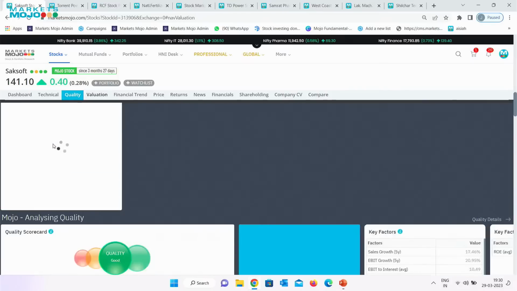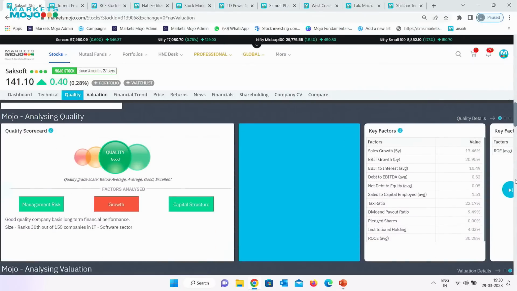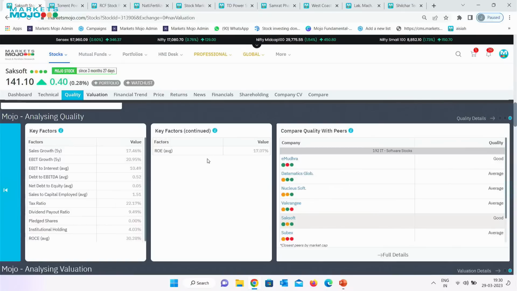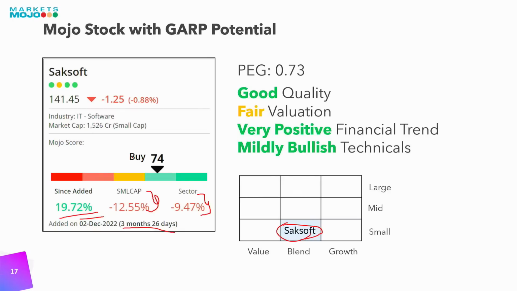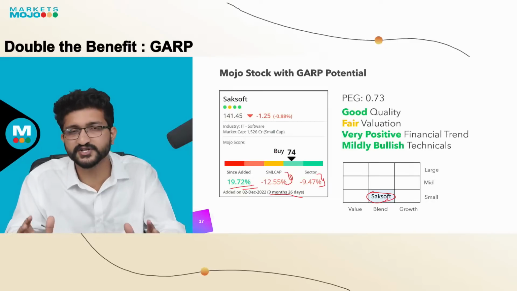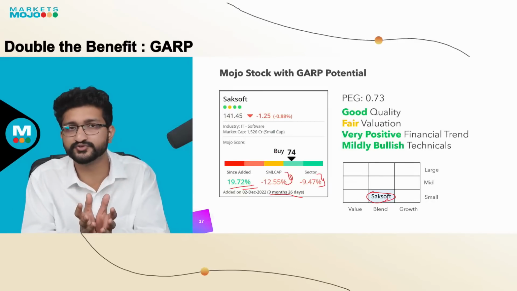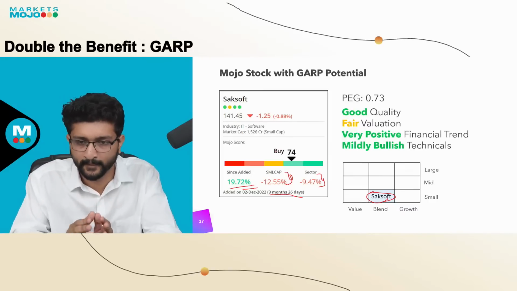If you go to quality, you can look at the sales growth as well. Here you can see it's above 15%. It's at 17.5. We don't have profit growth here, but you can see the operating profit growth is also up by 20%. The 5-year growth is at 21%. So it's a stock with a fair valuation and good growth prospects, which comes in between a blended approach of the GARP strategy.